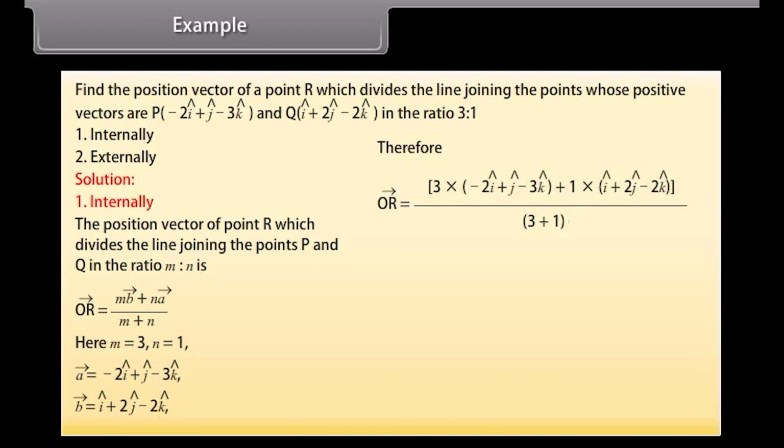Therefore, vector OR equals (3 into (minus 2 cap i plus cap j minus 3 cap k) plus 1 into (cap i plus 2 cap j minus 2 cap k)) by (3 plus 1), equals (minus 5 cap i plus 5 cap j minus 11 cap k) by 4, which is equal to minus 5 cap i by 4 plus 5 cap j by 4 minus 11 cap k by 4.